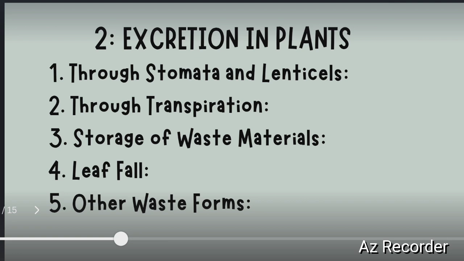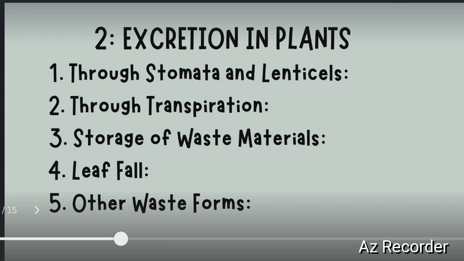First, we'll discuss how the excretion process occurs in plants. Plants do not have specialized excretory organs like animals. Instead, they use simple natural methods to remove waste from the plant body. The first point is removal through stomata and lenticels. Plants remove gaseous waste, like carbon dioxide or oxygen, through stomata in the leaves and lenticels in the stems.